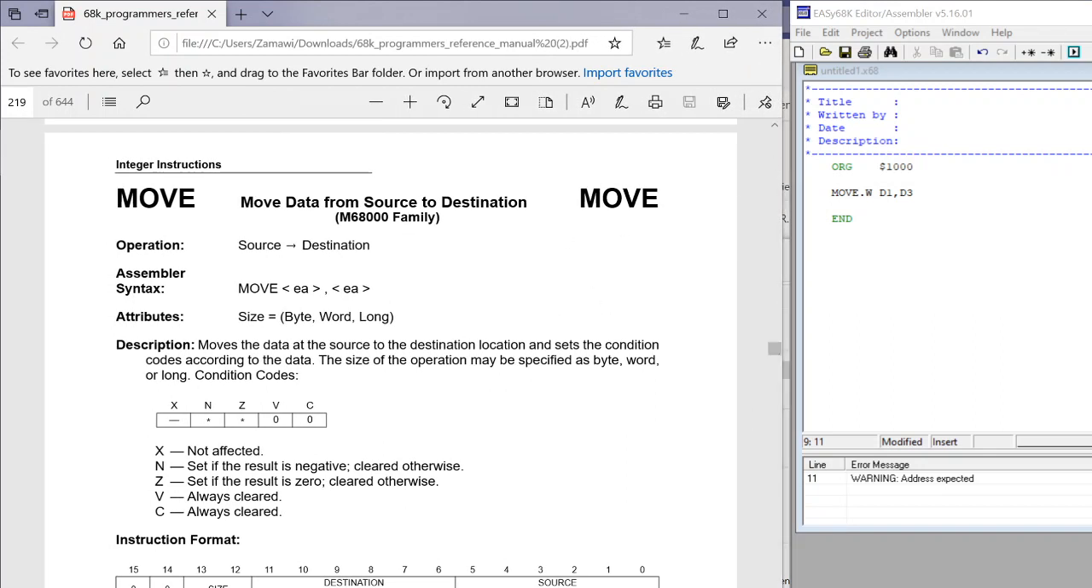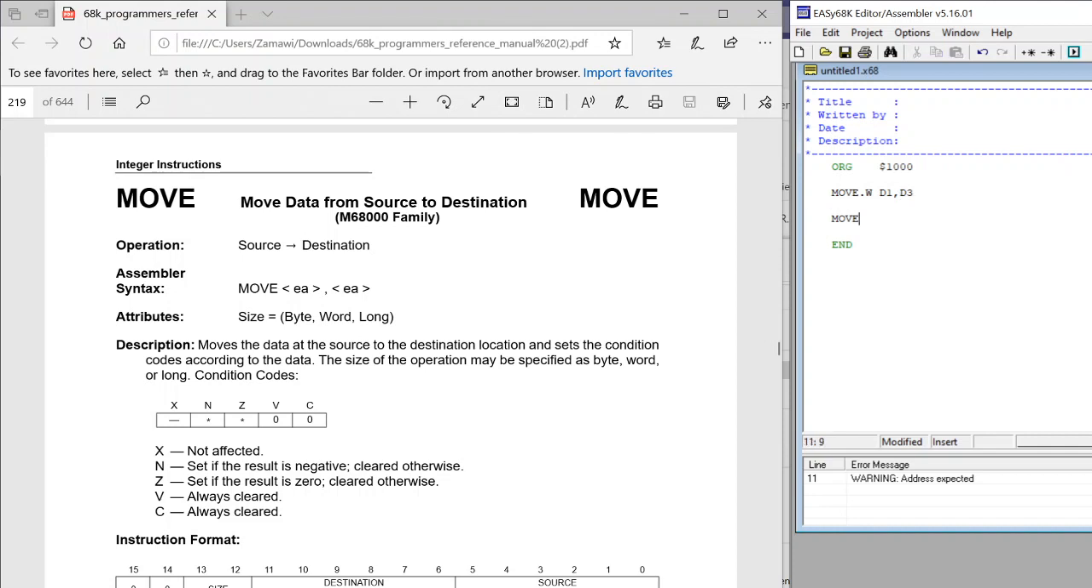Okay. You can see that here this is actually the move instruction. So the operation will be the source to destination. So this is going to be your source, D1 to D3 is the destination. Okay, so D1 to D3 will be destinations. So based on this one, this is correct. Source will be source to destination. Assembly syntax is move effective address to any effective address. So you can see that this is the effective address of the first one, and also this is also the first one, the second one. Sorry. So this is like this.